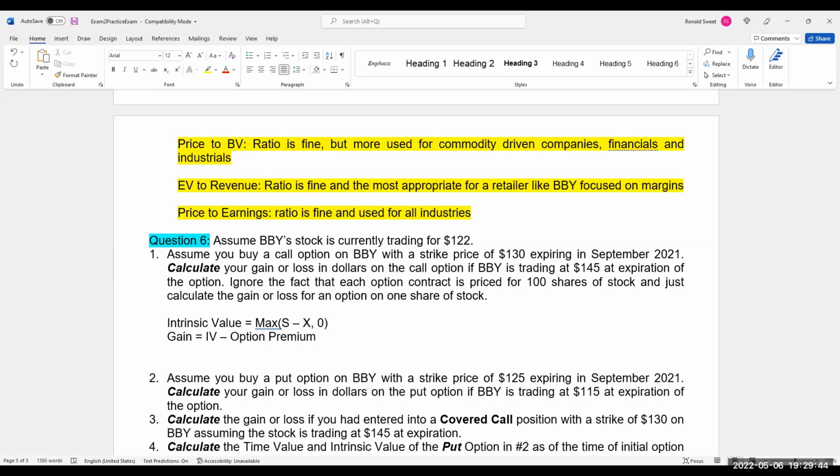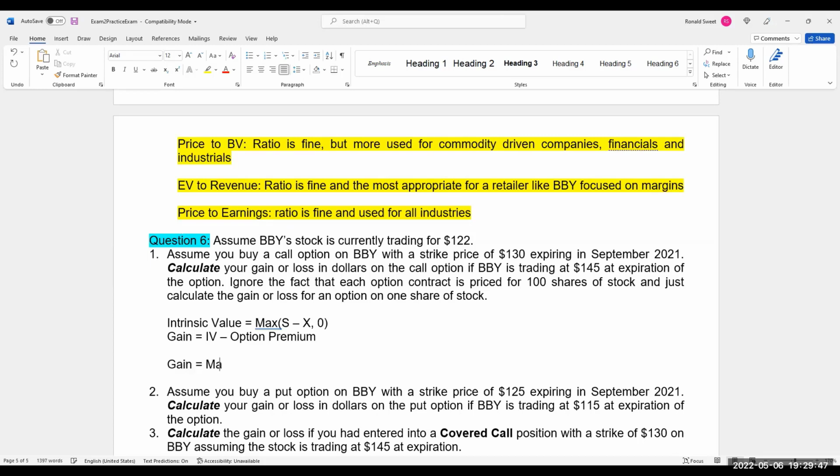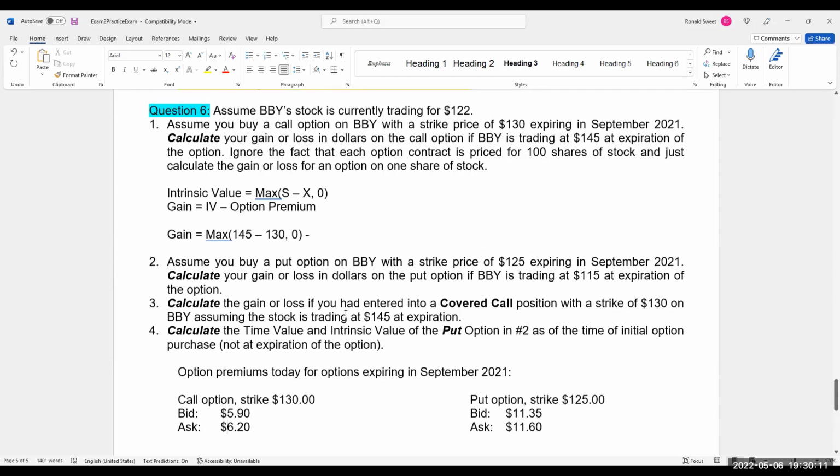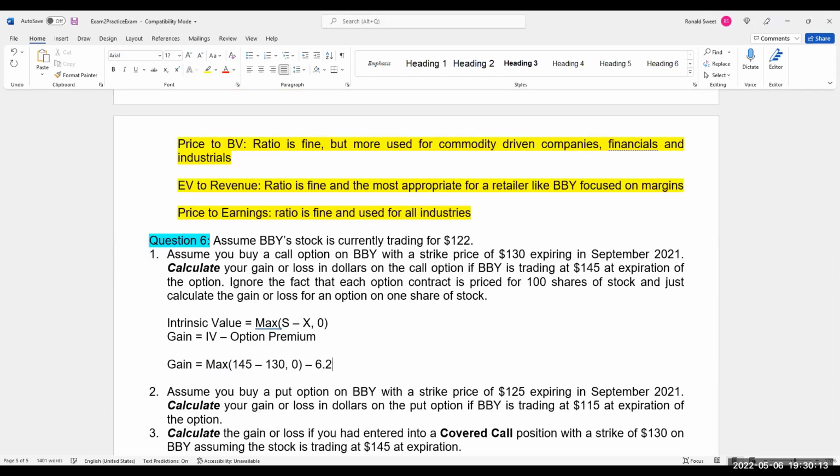So the gain is going to equal the max. In this case, the option has a strike price of 130, so minus 130. It's trading at 145, so that's going to be $15 minus the option premium. What is our option premium? We're buying the option, so it's going to be 6.20. And that should give you, I guess I could do that in my head, 8.80. Yeah, 8.80.